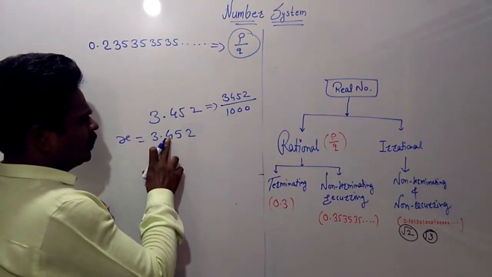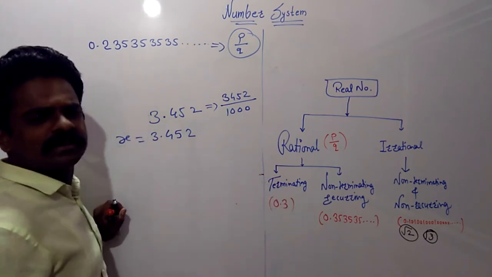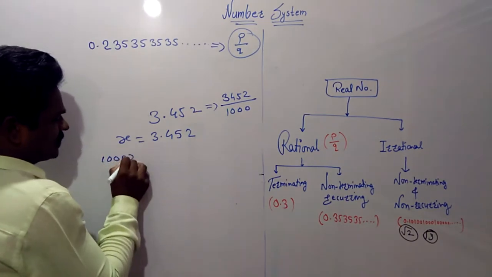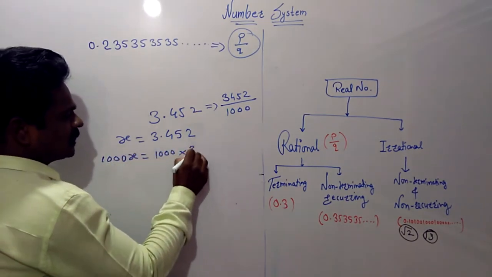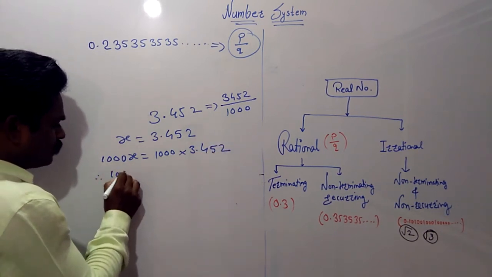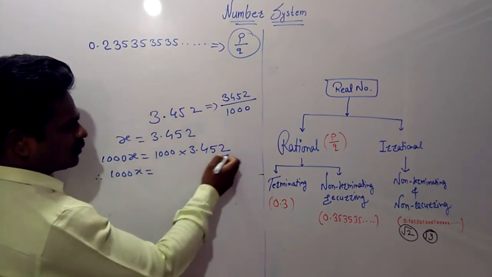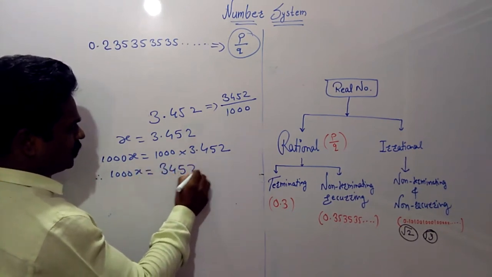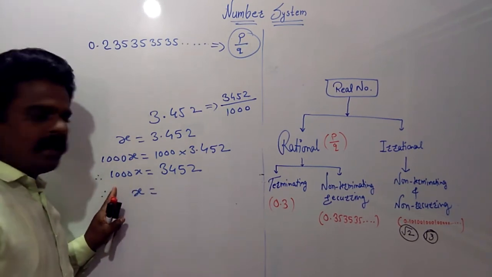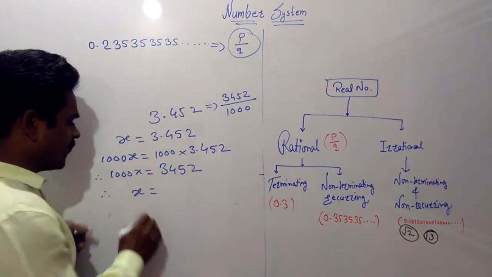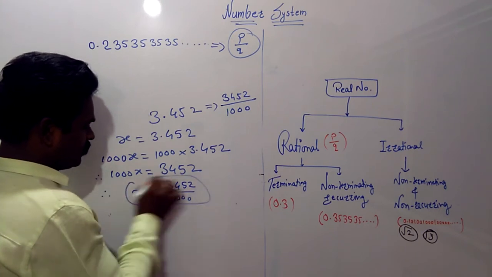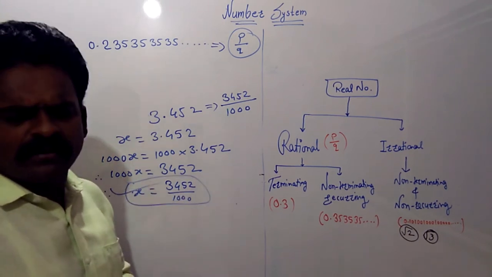That means only 1, 2 and 3 digits are there after the decimal point. That's why we will multiply both sides by 1000. So 1000x is equal to 1000 into 3.452. No problem. Therefore we'll get 1000x is equal to 3452 itself, and therefore x is equal to... 1000 is in multiplication on the LHS. If you transfer it to the RHS, it will become x is equal to 3452 divided by 1000. Finish. So that will be your answer in the terminating example.